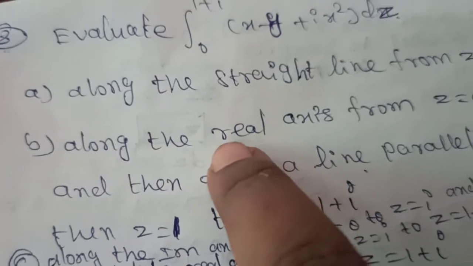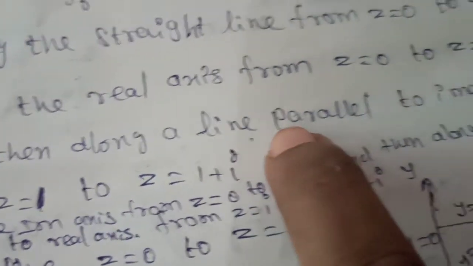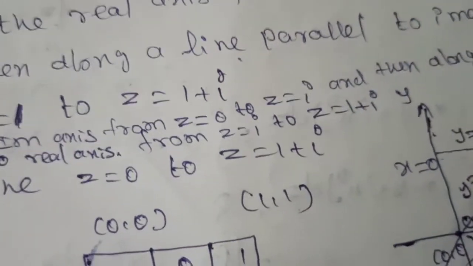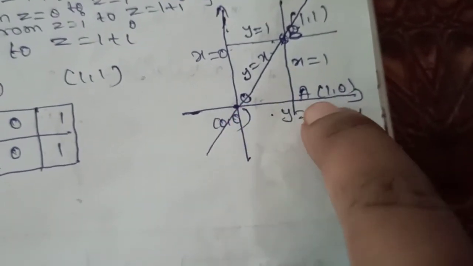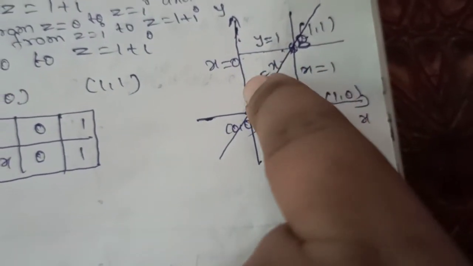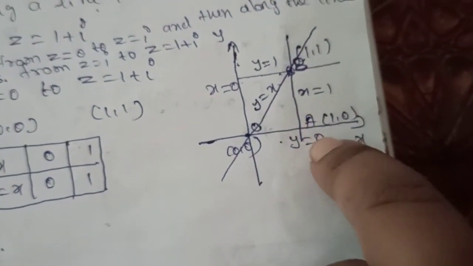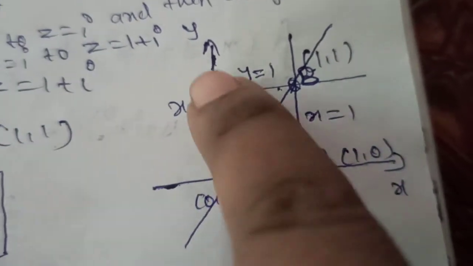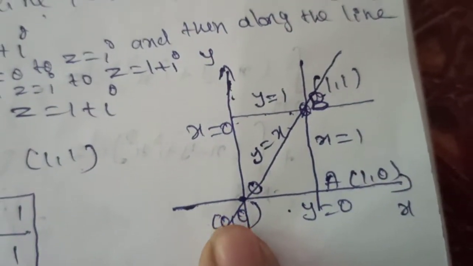And next, the second condition, from B: along the real axis z equal to 0 to z equal to 1, and then along a line parallel to the imaginary axis. OA is the real axis, and the line parallel to the imaginary axis is AB. So x is the real axis and y is the imaginary axis.